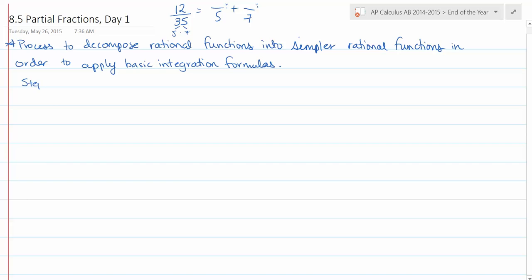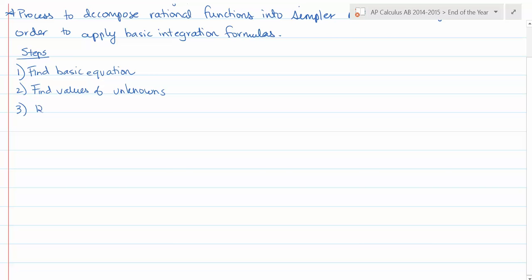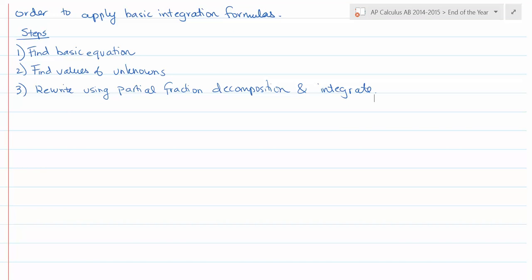So these are the steps that you want to take. The first thing is you're going to find your basic equation. Okay. And when you work through this, remember we're going to need to make sure that the numerator should be 1 degree less than the degree of the denominator. You're going to want to find the values of your unknowns. Okay. And then rewrite using your partial fractions decomposition and integrate. So decomposition just means you're breaking it apart, making it simpler, and then go ahead and integrate like normal. Okay, so today we will look at linear factors only.